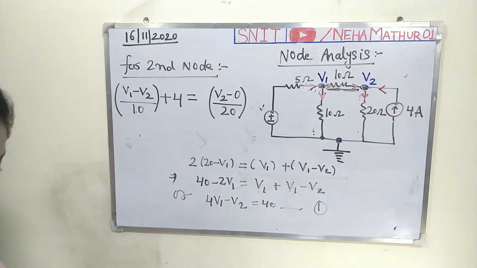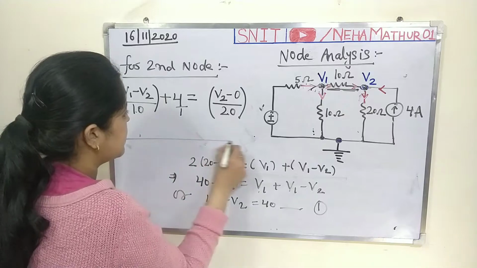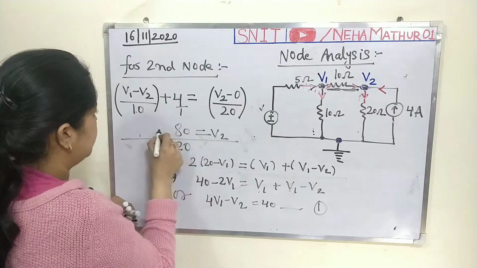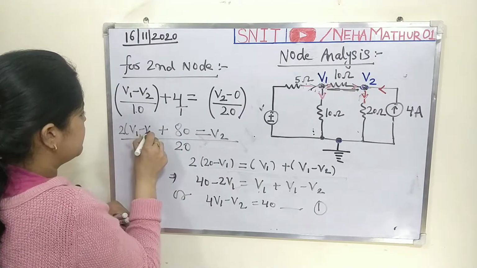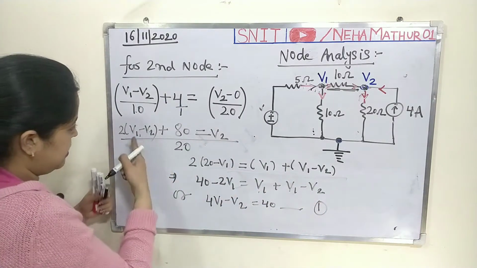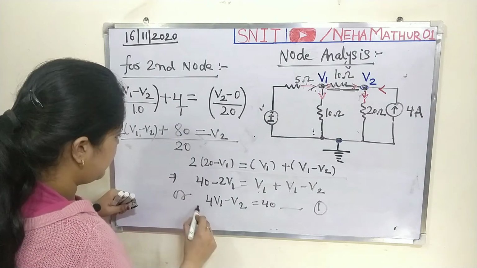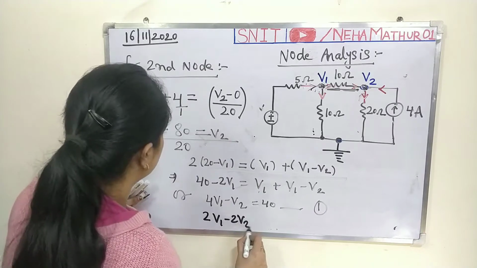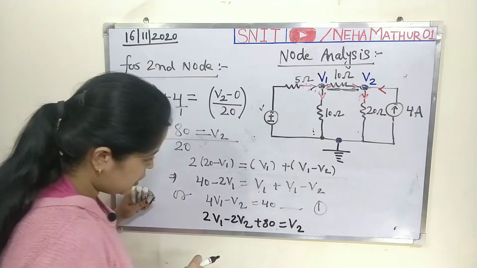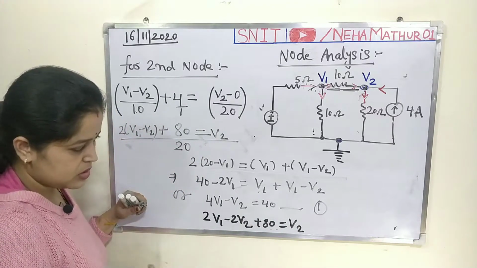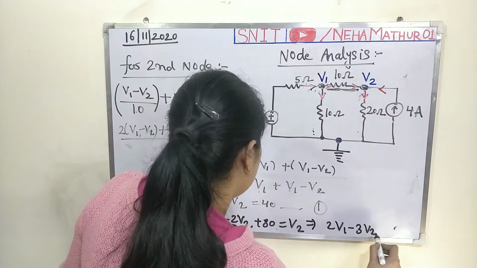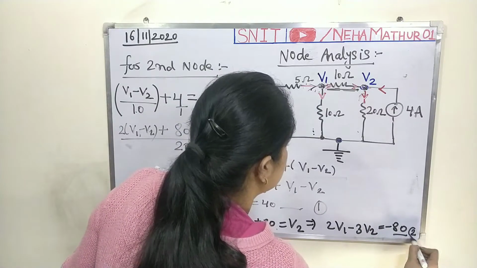Just try to solve this equation, and here I am again taking the LCM, that will be 20. So V2 is equal to 80 plus 2 V1 minus V2. This is your second step. This is the equation from the second step. Now try to solve this. The equation will be 2 V1 minus 2 V2 plus 80 is equal to V2. Again, you just put V1 and V2 on one side and the constant on the other side. So it will be 2 V1 minus 3 V2 is equal to minus 80. This is your equation second.